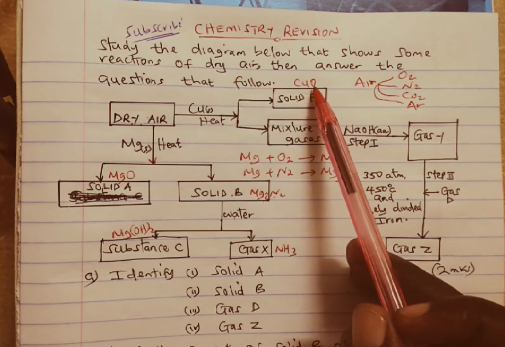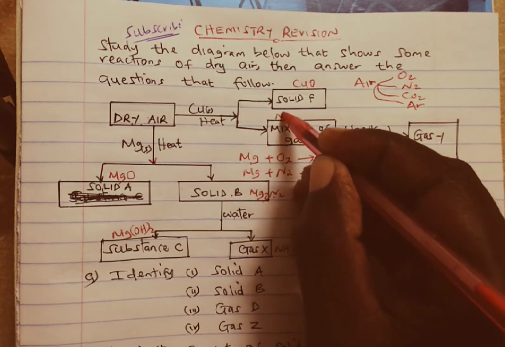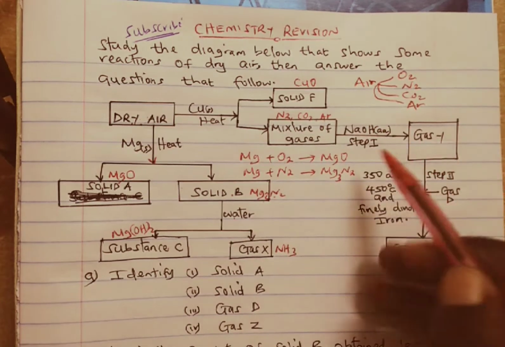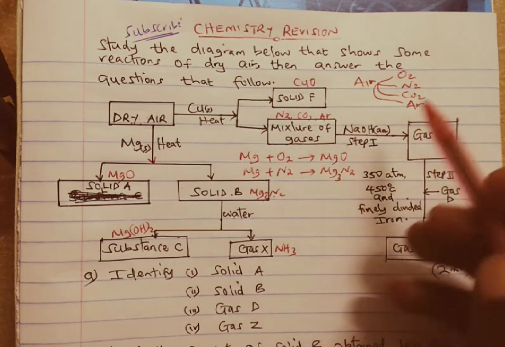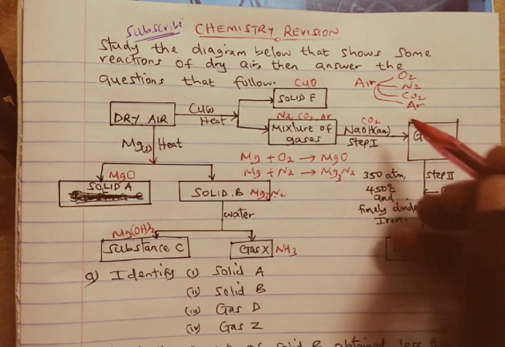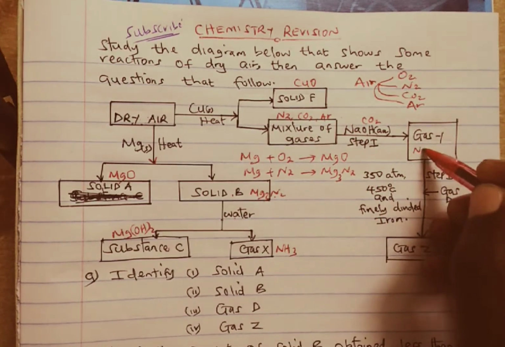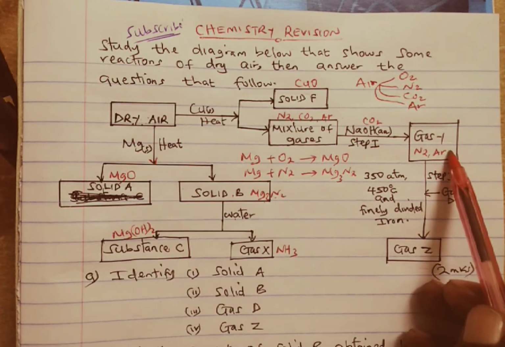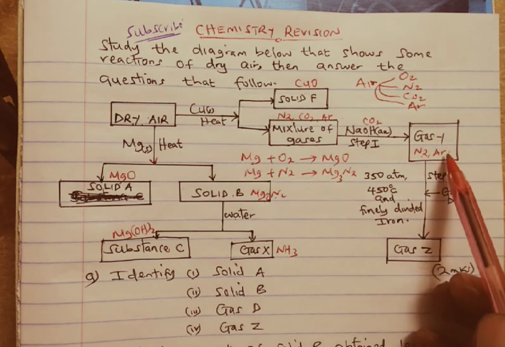Since it is only oxygen that has been eliminated, this mixture of gases contains nitrogen, it contains carbon dioxide and argon. Then this mixture goes through sodium hydroxide, where carbon dioxide is absorbed. Then now the gas Y will be a mixture of nitrogen and argon under noble gases. Remember, noble gases are unreactive, and therefore our main target is nitrogen as gas Y, and argon being here is an impurity.